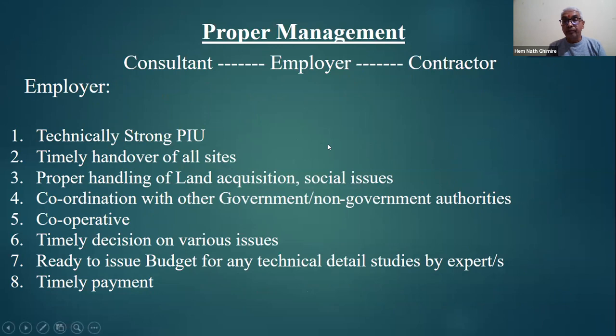All these challenges were overcome by skill and cooperation of all the parties involved: consultant, employer, and contractor. From the employer side, there were technically very strong PIU members who were involved in the bridge project from the very beginning, from the feasibility phase and then the design phase. There was timely handover of all the sites, which is very critical in all projects. Proper handling of land acquisition and social issues. Coordination with other government and non-government authorities was excellent. All of them were very cooperative. Timely decisions on variation issues and readiness to issue budget for any technical detail studies, because very special types of technical studies had to be done during construction also. And payment was done very timely. This was a very special project, and it was directly supervised by the Prime Minister's office also.